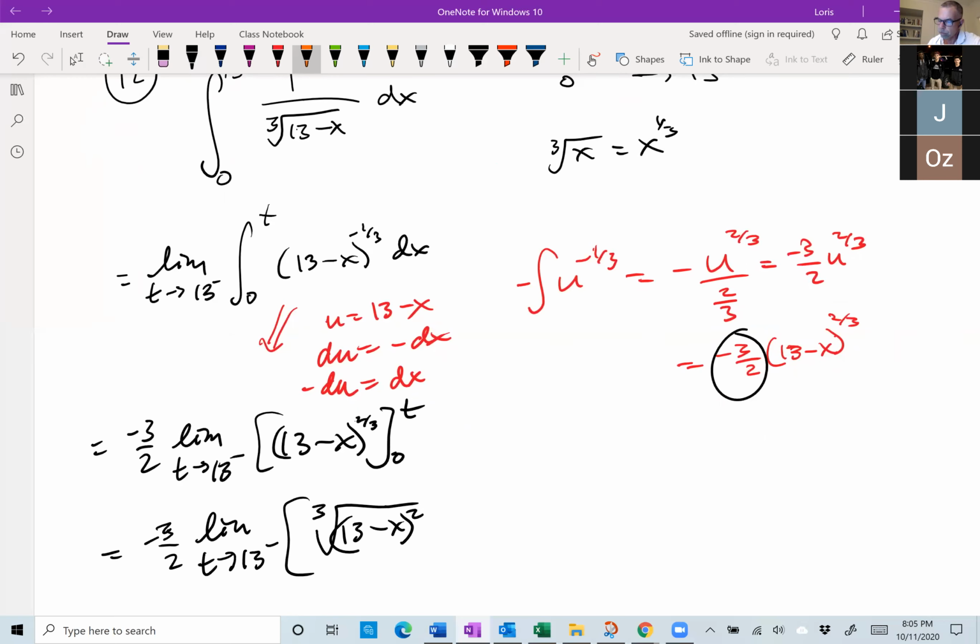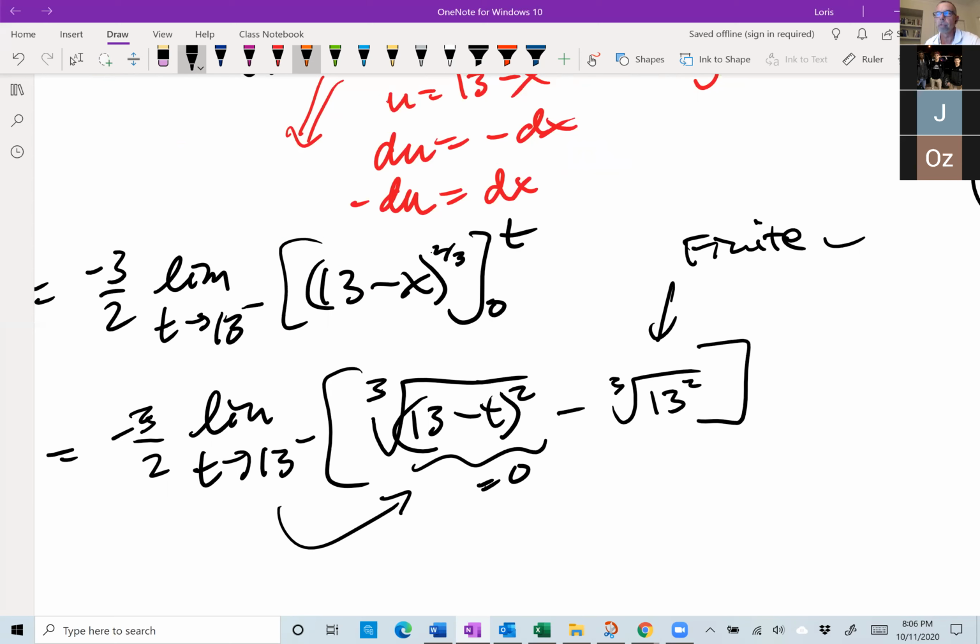As t goes to 13 from the left, this ends up going to 0. So it's just 0, because it's not in the denominator, it's okay. Is there a question? Yeah, that's where I'm confused. When I get to plug in infinity, why does it go to 0? Well, let's look. As t goes closer and closer to 13, you get 13 minus 13, which is 0. And then 0 to any power is just 0.